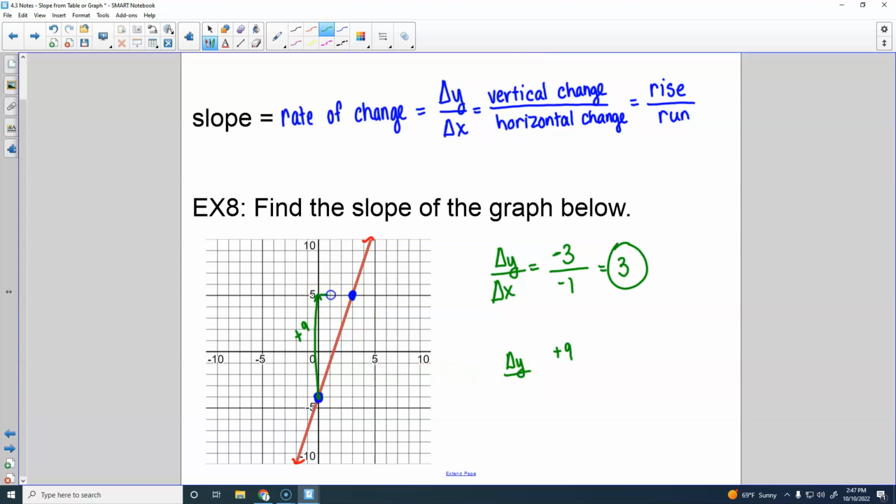And I need to go to the right this far, which is 1, 2, 3. Is that positive or -3? Positive 3. So my change in X for this one would be +3. What is 9 divided by 3? It is 3. So it should not matter which 2 points you pick on the graph as long as you have picked points that are actually on grid lines and you count correctly, you should get the same answer.